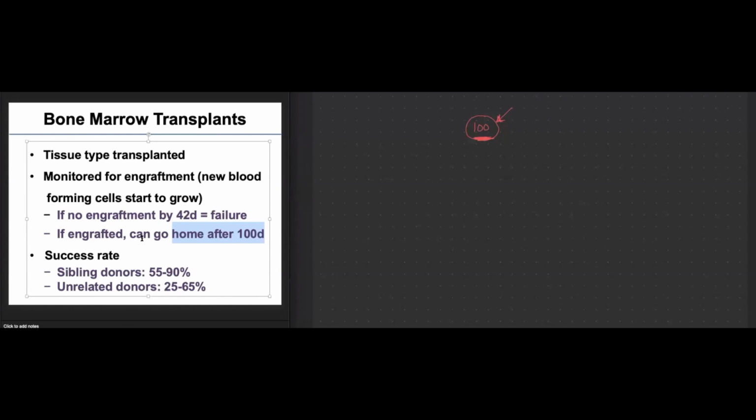Success rate is highly variable. It's going to be greater with sibling donors. The success rate is between 55 to 90%. With unrelated donors, this drops to 25 to 65%.